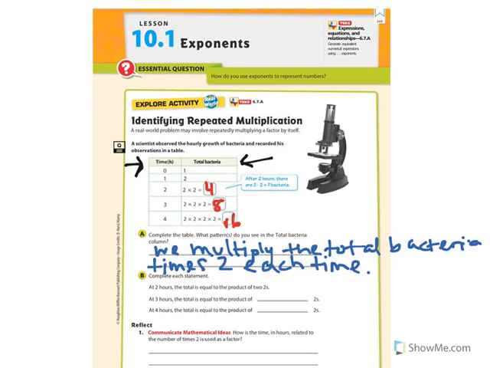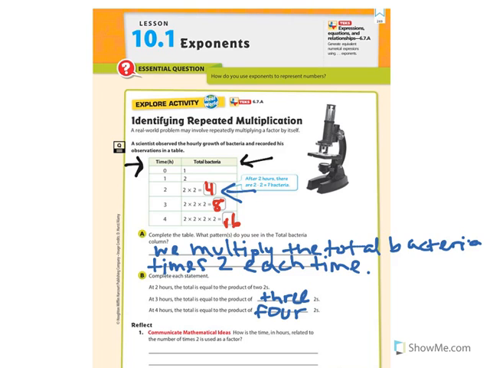That's interesting. Now we're going to complete each statement. At 2 hours, the total is equal to the product of 2 2's. Right here, 2 hours, we have 2 times 2, 2 2's being multiplied. At 3 hours, the total is equal to the product of, looks like we have 3 2's. And at 4 hours, the total is equal to the product of 4 2's.